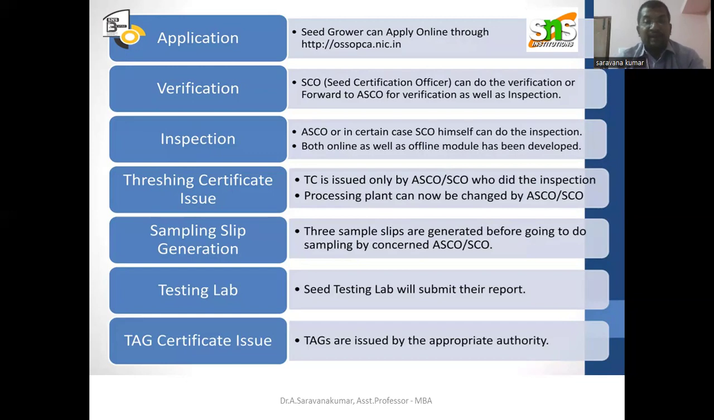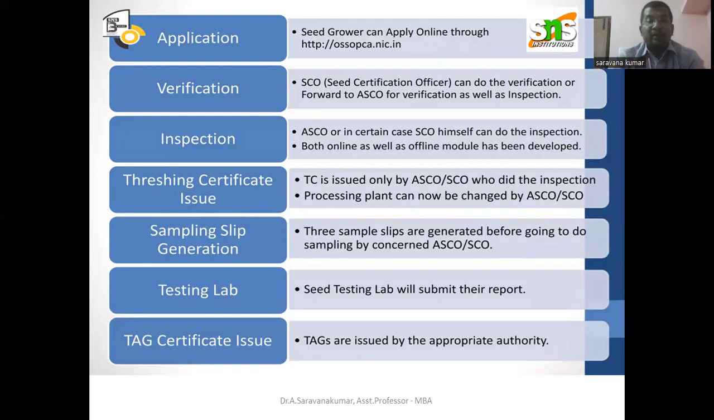Testing certificate issue: the TC is issued only by the ASCO and SCO who did the inspection. Processing plant can now be changed by the ASCO or SCO. Sampling slip generation: three sample slips are generated by the concerned ASCO and SCO before going to do sampling. Testing lab: the testing lab will submit their report.